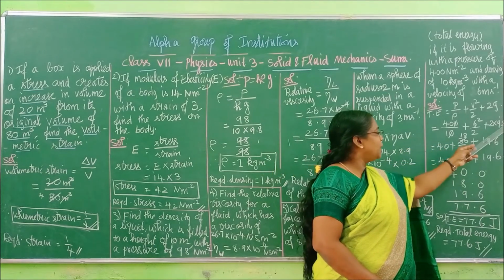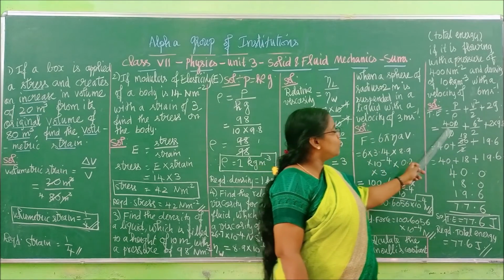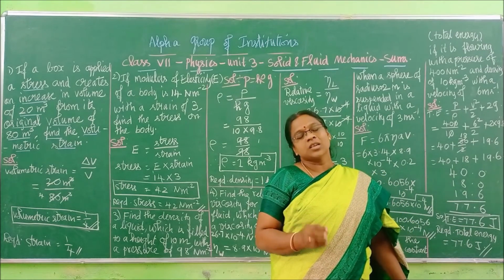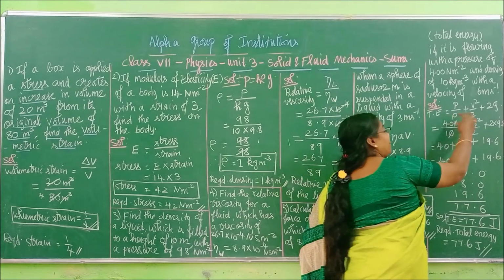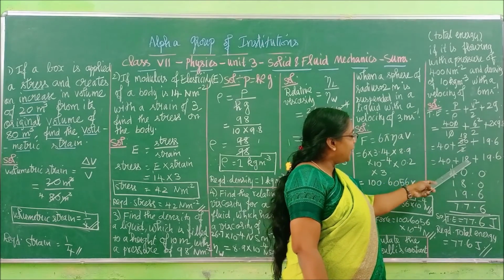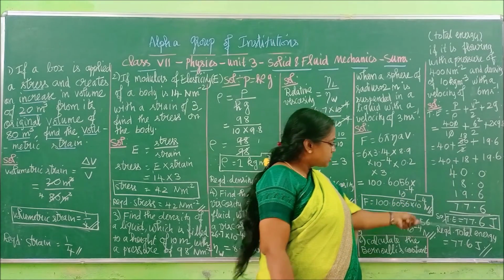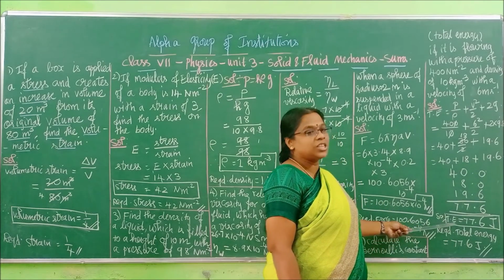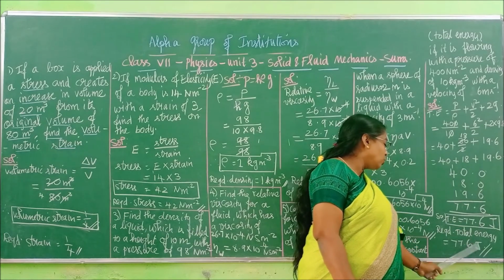Plus 2 into 9.8 is 19.6. Students, when you are doing this, first don't add and then multiply. According to the BODMAS rule, which you would have learned in your maths, that only you need to do first. So first complete one part and then finally add. Right, now 40 plus 18 plus 19.6. I have done the rough column for you here. So 77.6. What is the unit? Because it is total energy, what is the unit of energy? Joule. So the total energy required is 77.6 joule.